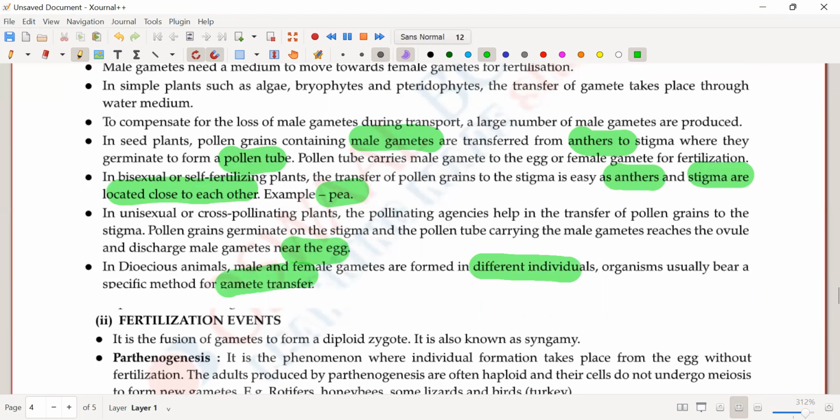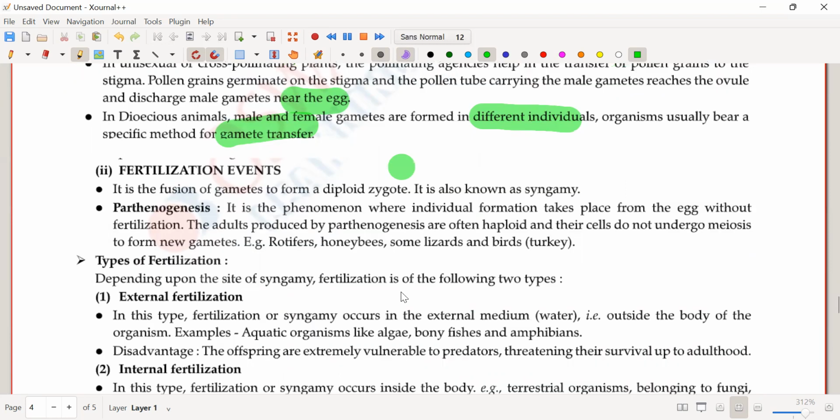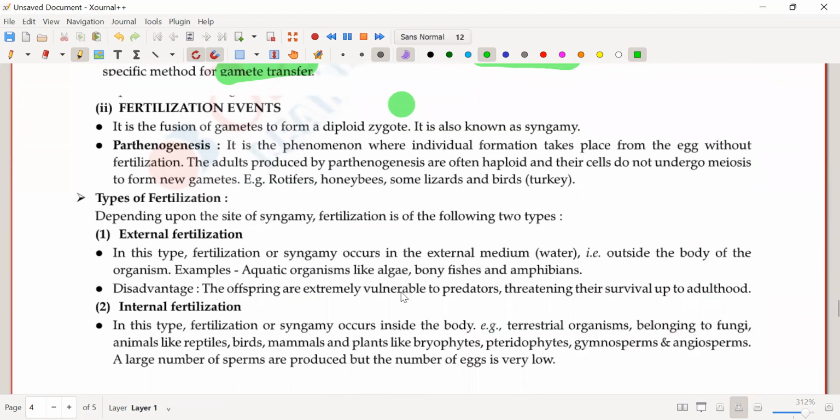What is fertilization? It is the fusion of gametes to form a diploid zygote. It is also known as syngamy.